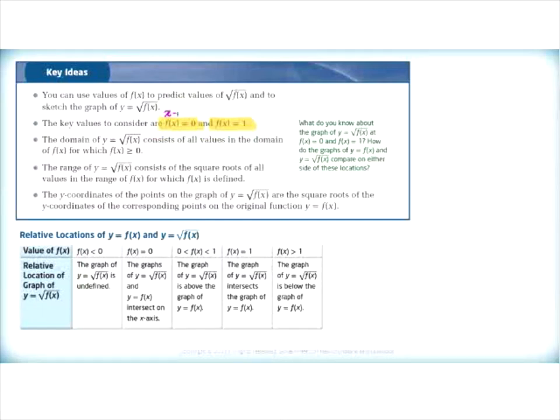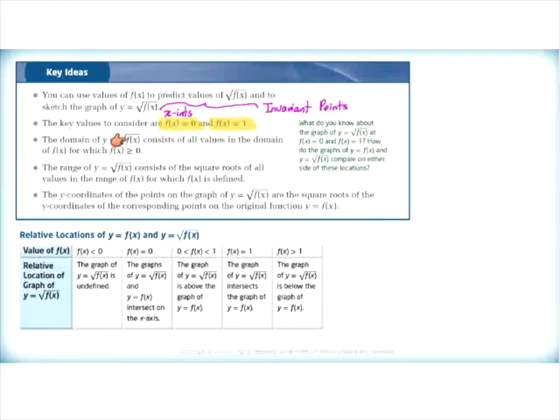So f of x equals 0 gives us the x-intercepts, and both of them together will provide us with the invariant points, which are points that are common to both the original function and the square root function. So the domain of y equals the square root of f of x consists of all values in the domain of the original function for which f of x is greater than or equal to 0. The range for y equals the square root of f of x consists of the square roots of all values in the range of f of x for which f of x is defined.